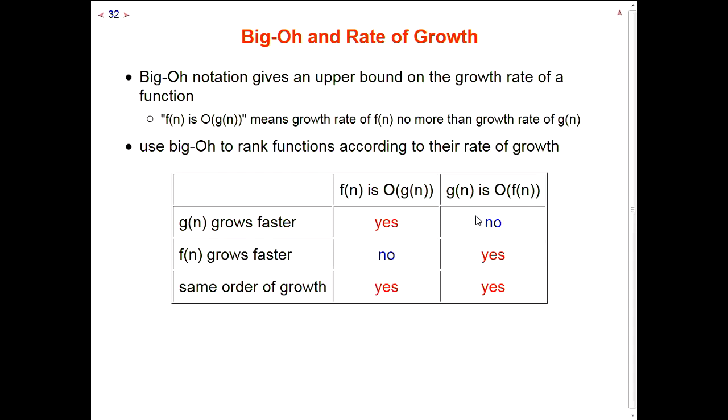Is g(n) O(f(n))? No, this is not the case. If g(n) grows faster, then g(n) is not bound by f(n). If f(n) grows faster, then it's the other way around. And if the two functions are of the same order of growth, then we have a symmetric relation: f(n) is O(g(n)), and g(n) is O(f(n)).